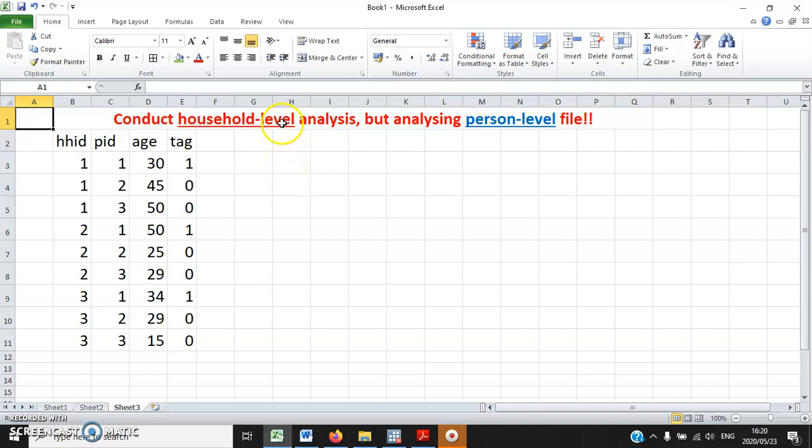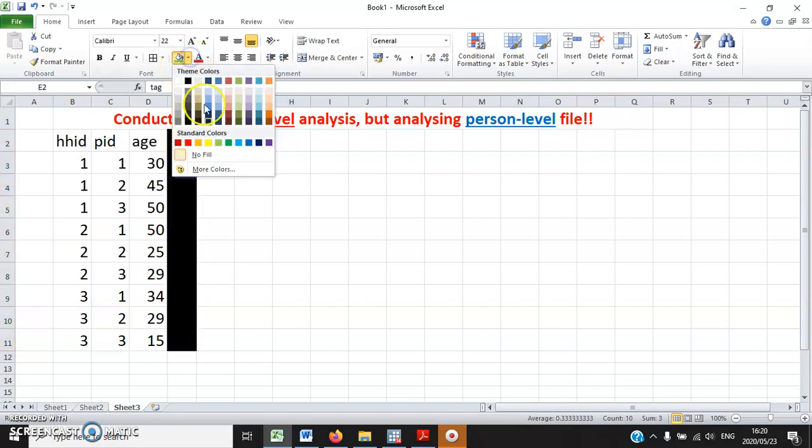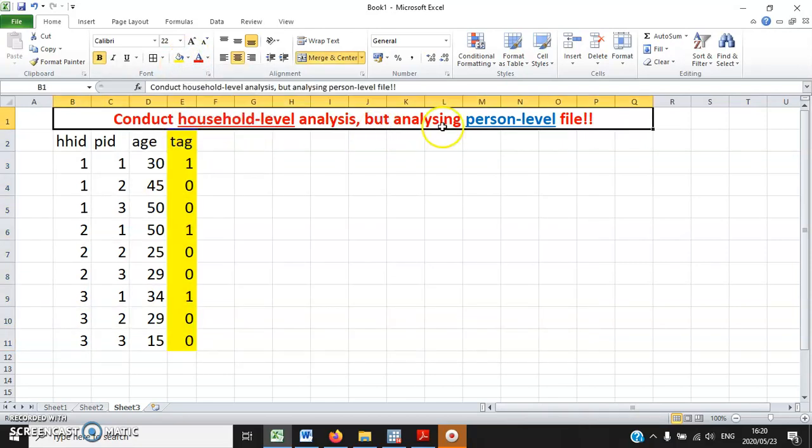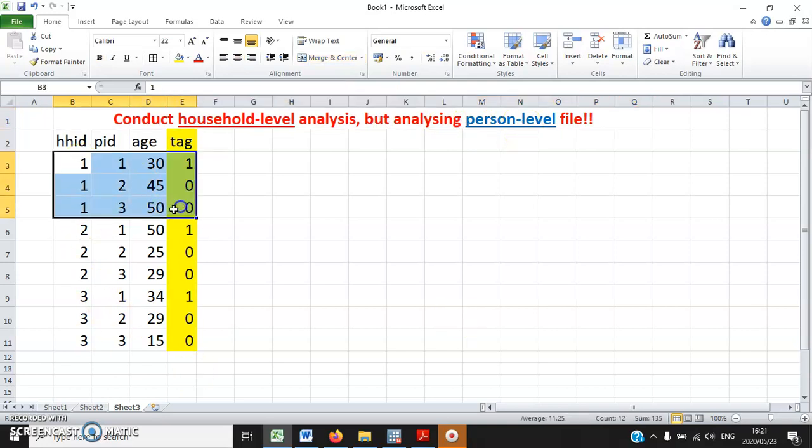Okay, so this is an example. This is a person level file. You can see I've got 3 households, but 3 members. So this is clearly a person level file. But then I want to conduct some household level analysis, while analyzing a person level file, and we don't want to commit double counting because we don't want to include all 3 observations from the first household. In other words, for each household, I only want to count the first entry.